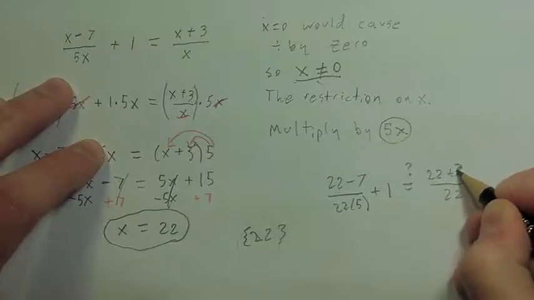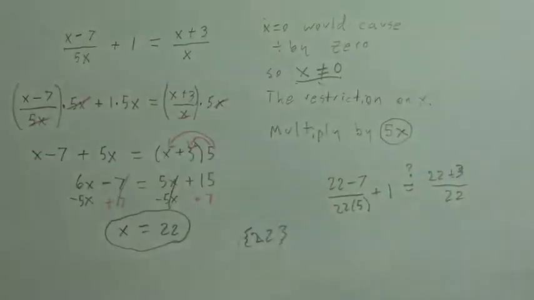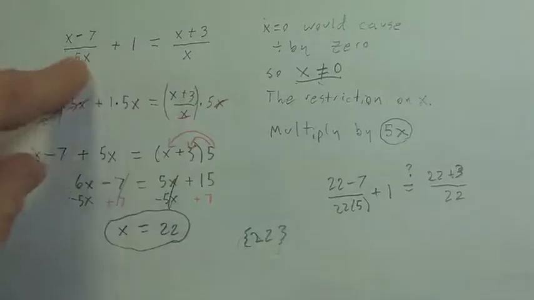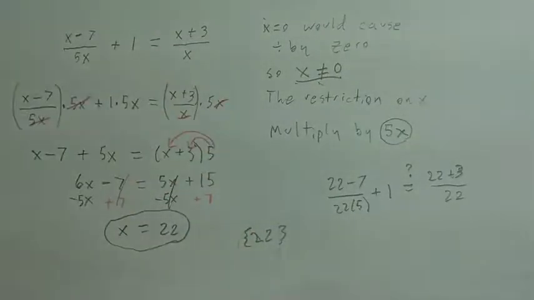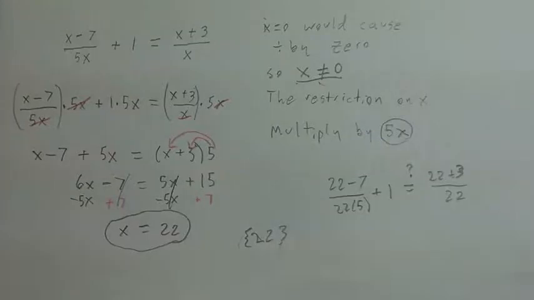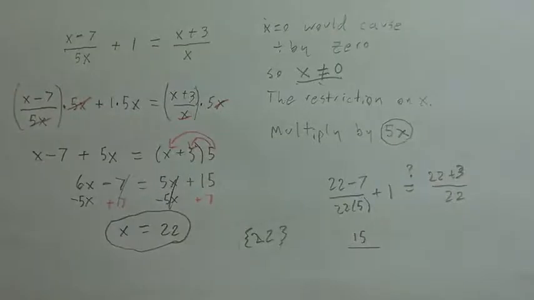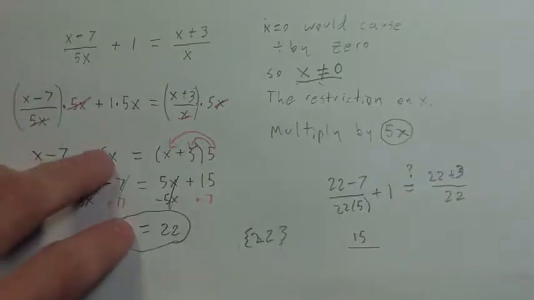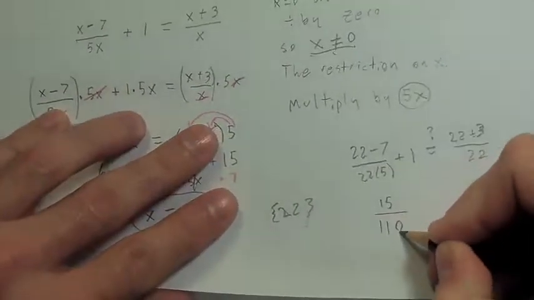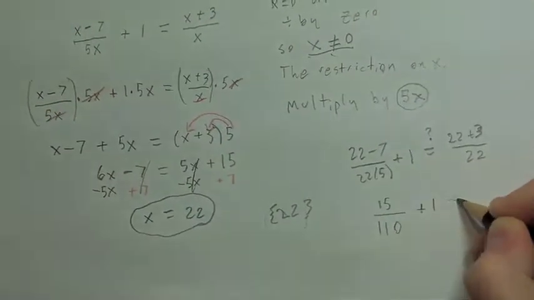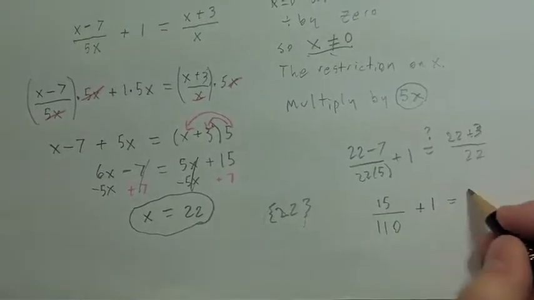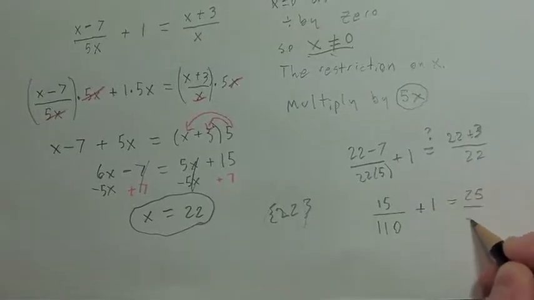So all I've done here is replaced all my x's with 22, just to see if we get the right thing. Right? That's what we're trying to find. So 22 minus 7 is 15, and 22 times 5 is 110. Okay, plus 1, and then 22 plus 3 is going to be 25 over 22.